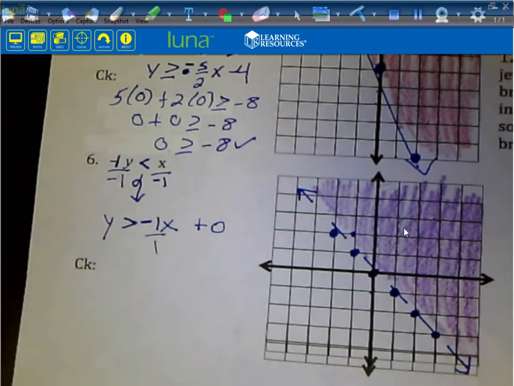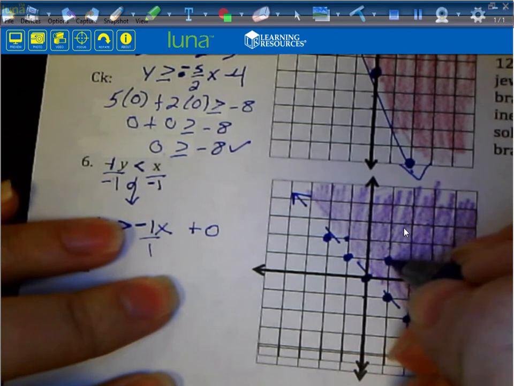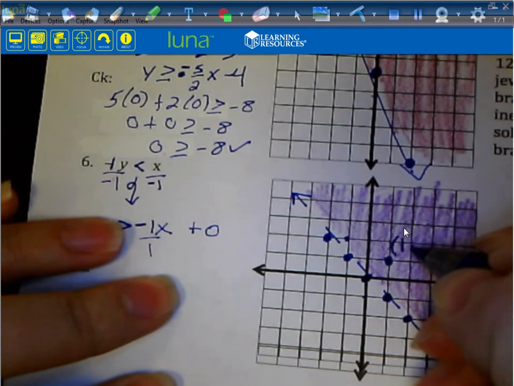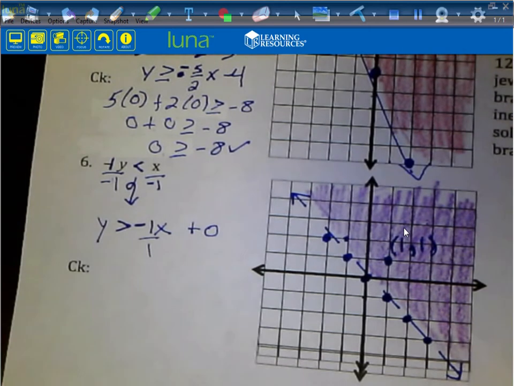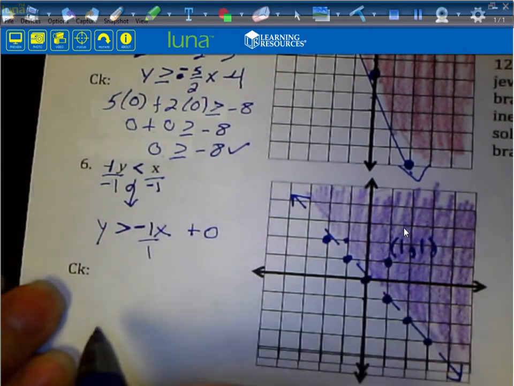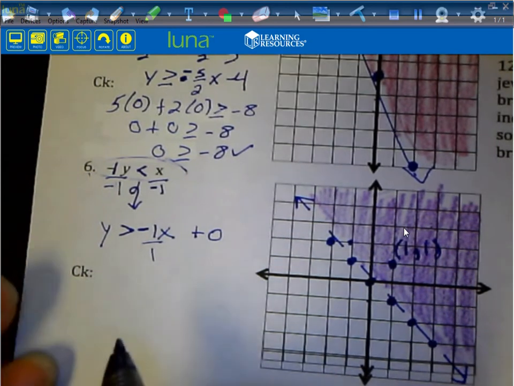So I'm going to choose 1, 1 to check with, because it is in my solution set. So now I can come back to my original problem and check.